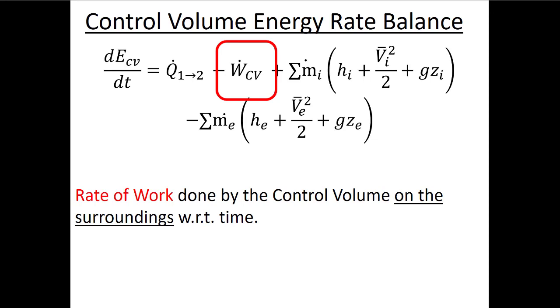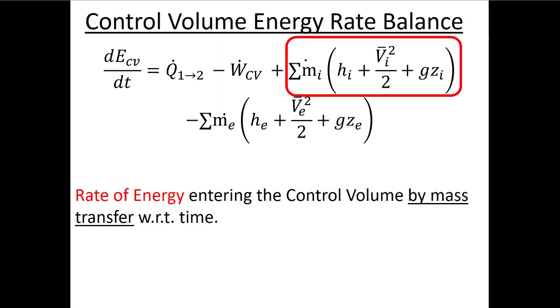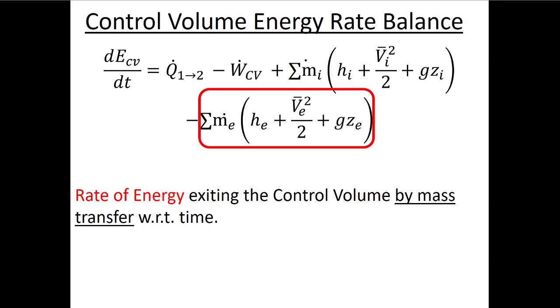So typically, if this power term, or W dot term, survives, it's because you have fan blades inside your control volume. Remember, hip to win, that means that work in is negative, which means work out, like you'd get from a turbine, is positive. This term is the rate of energy entering the control volume by mass transfer, and this term is the rate of energy exiting the control volume by mass transfer.